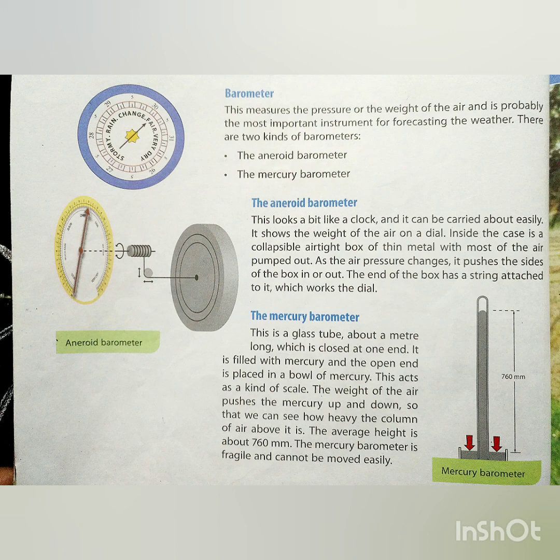I hope that everything is clear to you now. You must learn all these definitions and understand how these devices work.